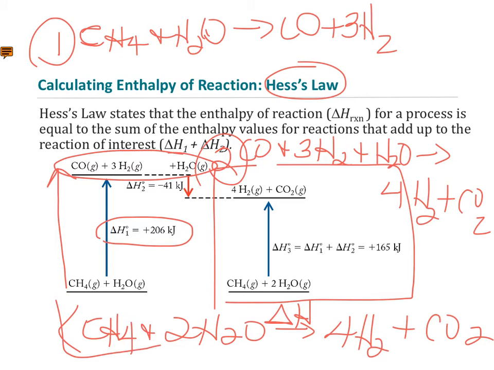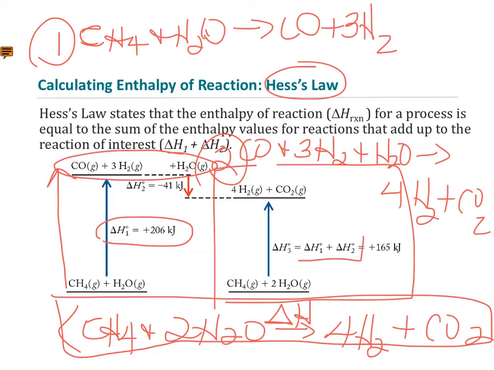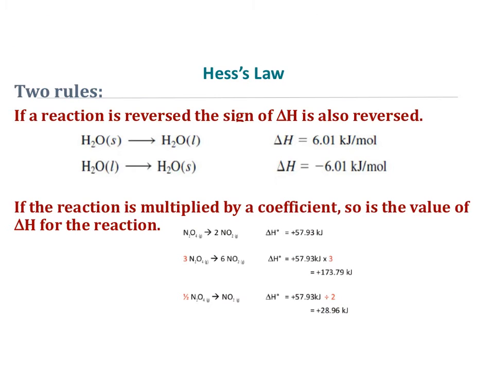We would end up with our reaction of interest, and I'll show you the mechanics of that in a bit. So what Hess's law says is, if the reactions add up to give you the reaction you're interested in, you can also add together the known enthalpies of reaction for those and get the enthalpy of reaction for the reaction you're interested in. So let's work through an example.